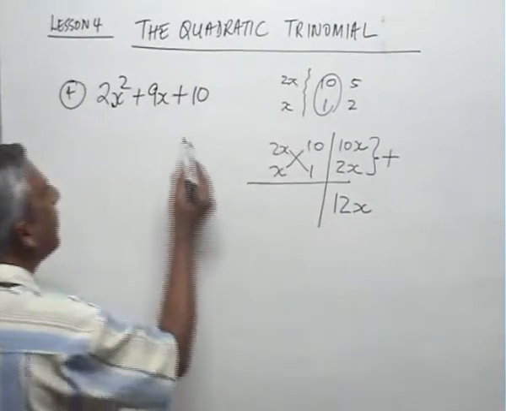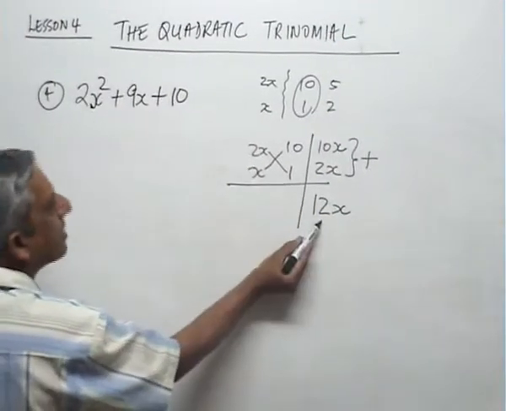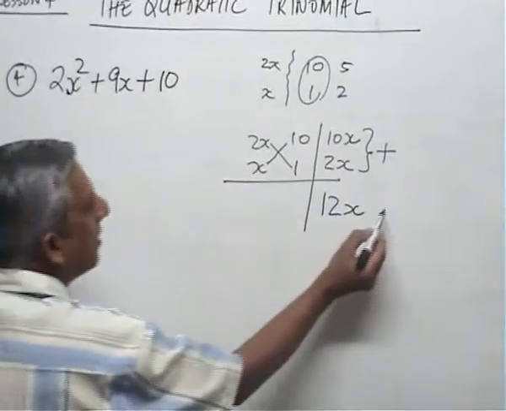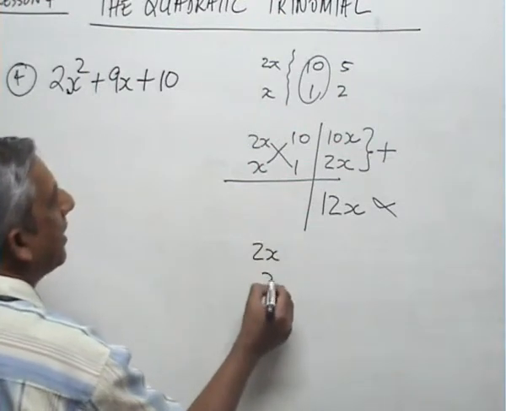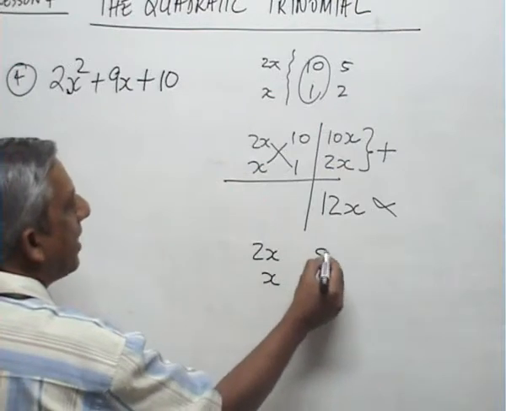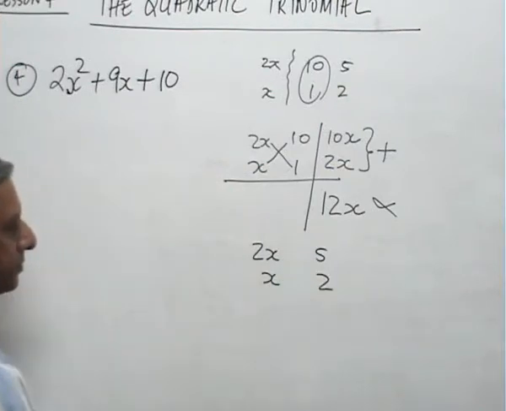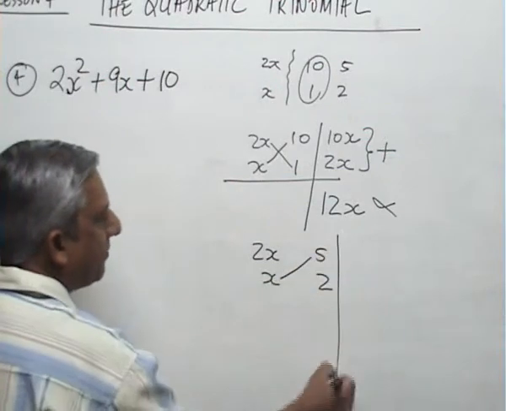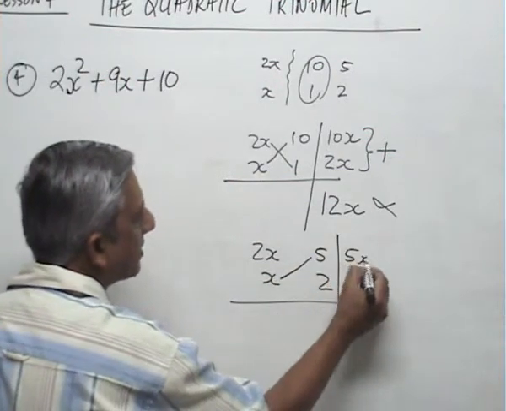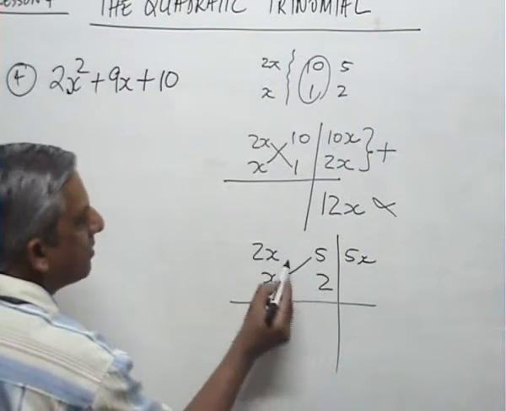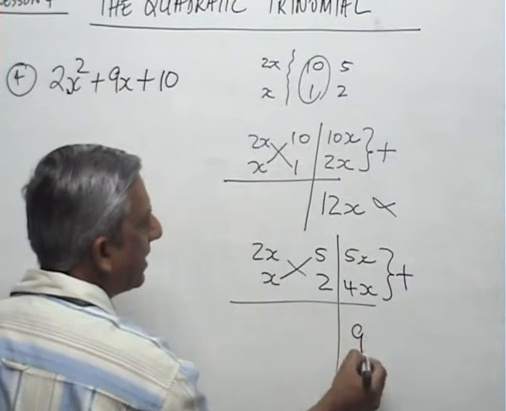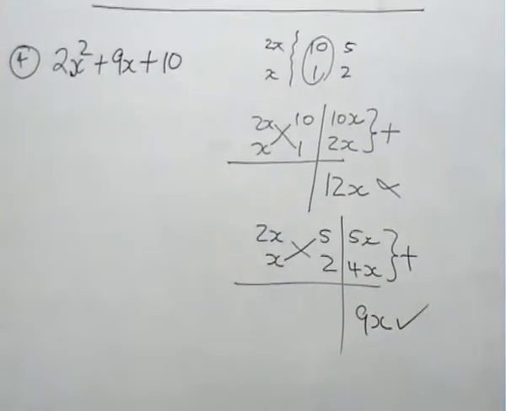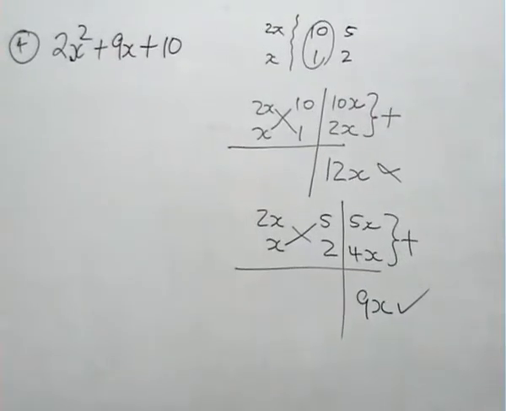And what do I get? 12x. When I look in the middle here, do I have 12x? I don't have it. Therefore, this was a wrong choice. So I go and choose again 2x and x. And I choose 5 and 2. Then I multiply x times 5, 5x. 2x times 2, 4x. Then I add it, and I get 9x. And now I'm happy because this is the right choice.